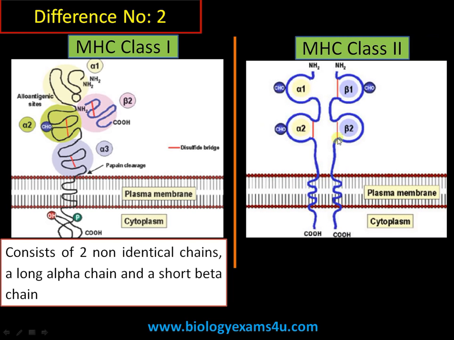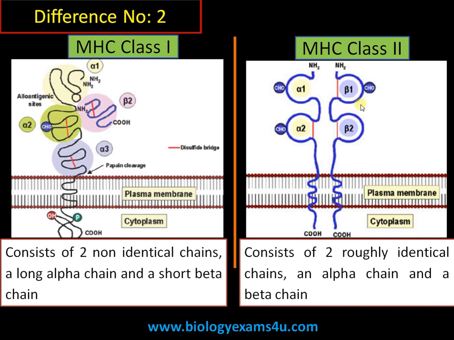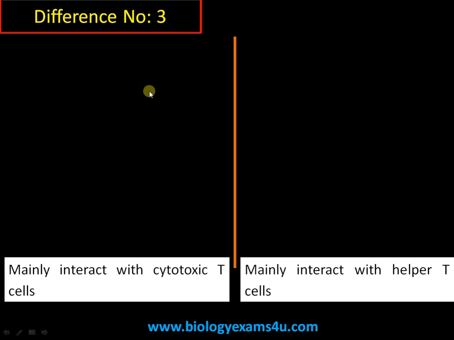Whereas in the case of MHC class 2, there are two peptide chains, an alpha chain and a beta chain, but both are of almost identical length. The alpha 1 region and beta 1 region at the amino terminal are variable regions that are responsible for binding with antigenic peptide.